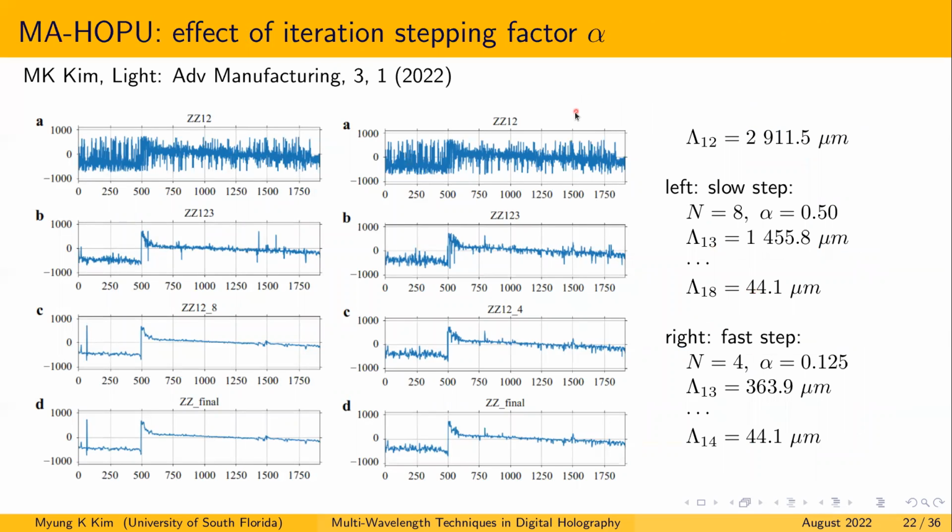On the other hand, if we just use 4 wavelengths instead of 8 wavelengths, to reach the same final synthetic wavelength, 44 micron. That is, if we use alpha equals to 0.125 instead of 0.5, then the alpha turns out to be too small, and the noise reduction process fails, as predicted.